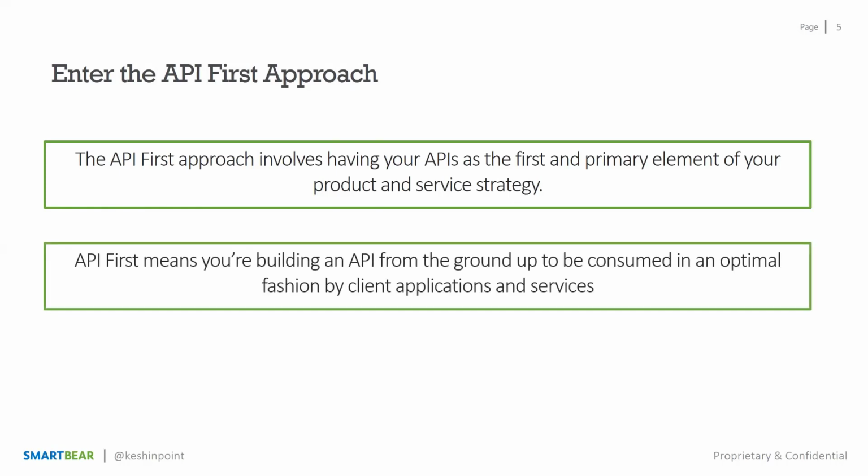Right. So this means really having that as the first and primary element of their product and service strategy, and building that API from the ground up that can be consumed in an optimal fashion by developers, by different clients, by different devices. But really, the API is the foundation for it. Now, I can talk more about the benefits of the API first approach. But before I do that, I actually want to take two real world settings as to why the API first approach is going to be helpful.